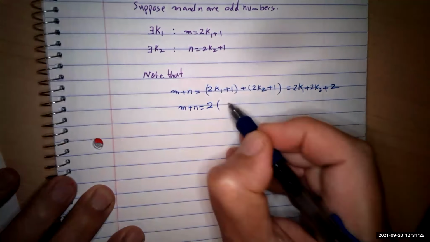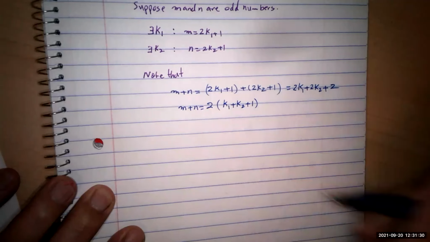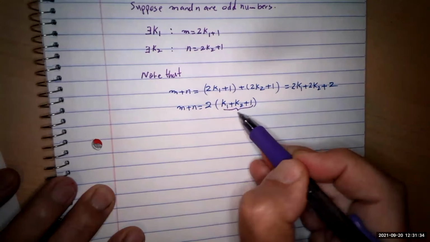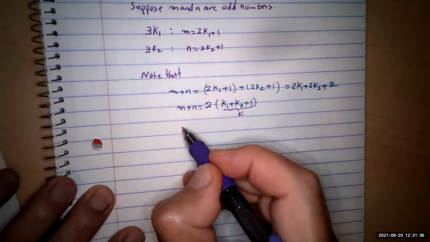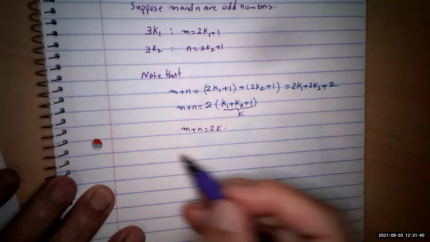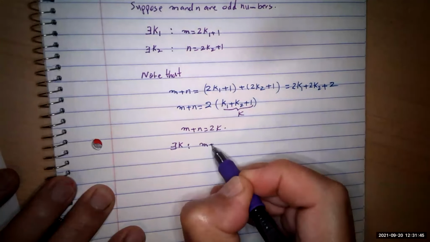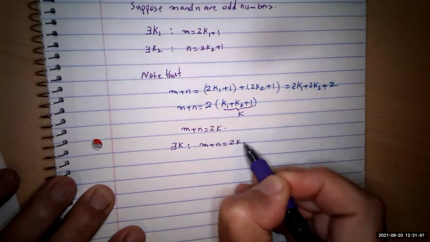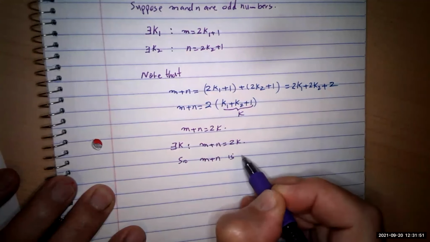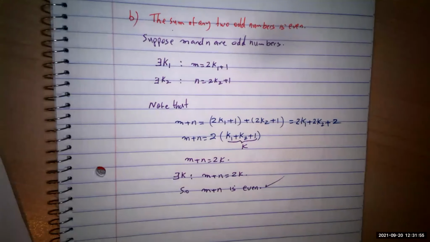2k out, k1, k2, 1. They are all integers. Call it k. So what you have, you prove that m plus n equals 2k. That's it, it's even. So you say, oh, I find the k such that m plus n is 2k. So m plus n is even. And you're done. That's a proof of this.